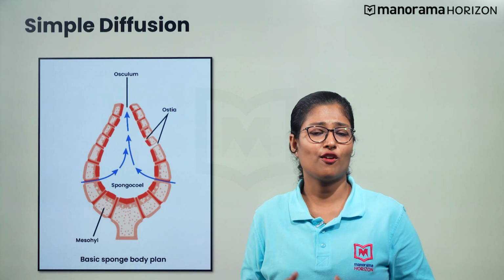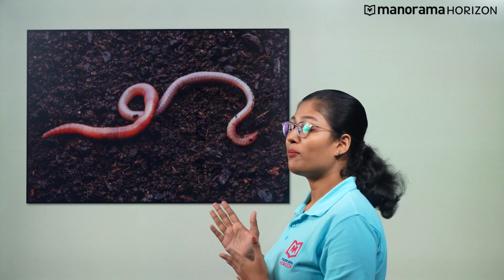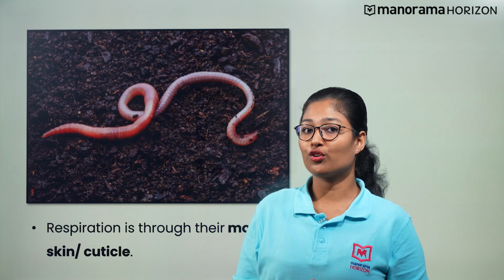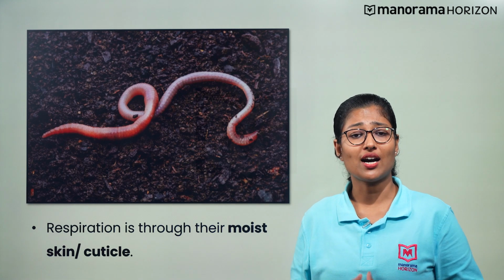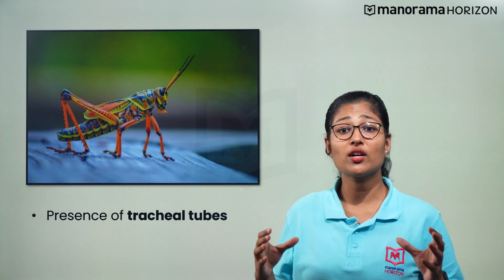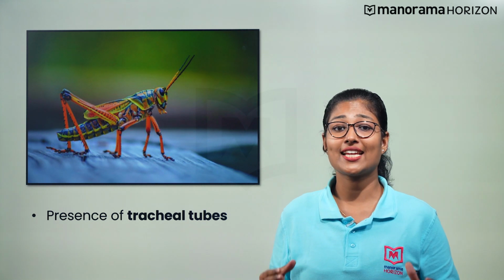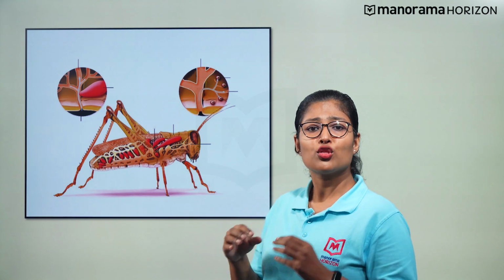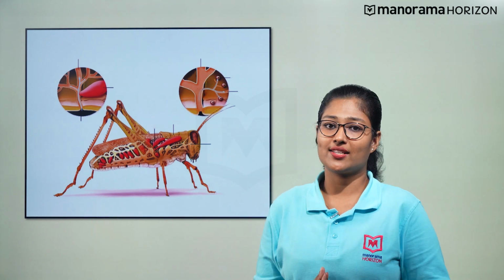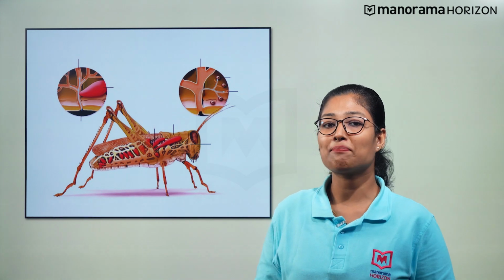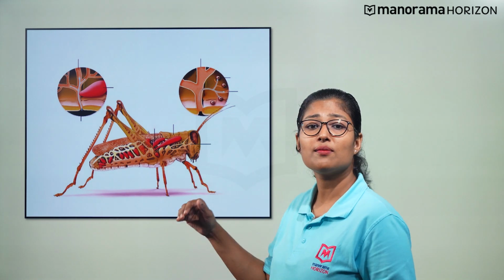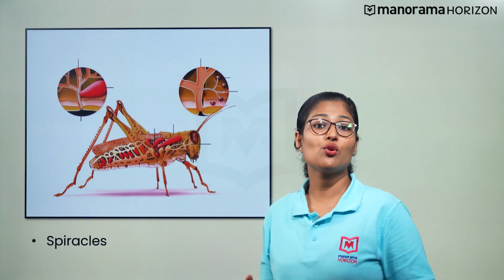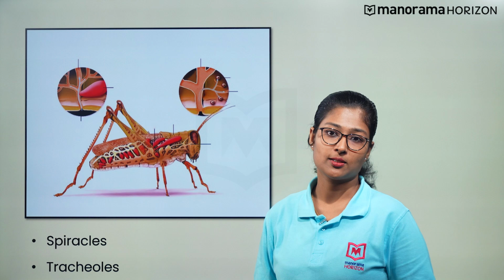The next level is the members belonging to phylum Annelida. Can you give an example of an annelid? Let's take earthworm as an example. Respiration is through their moist skin or cuticle itself. So, what is the case with arthropods? They have a network of tracheal tubes that facilitate the passage of air. The air enters the insect's body through valve-like openings in the exoskeleton. Usually, the tracheal system penetrates the cuticle via the closable valves called spiracles and ends near or within the tissue in tiny tubes called tracheoles.